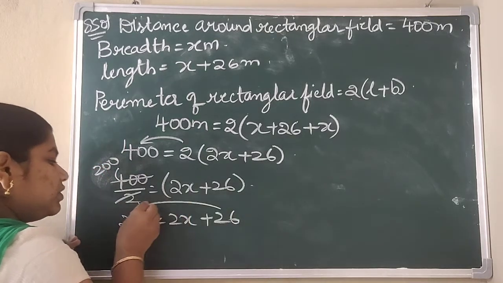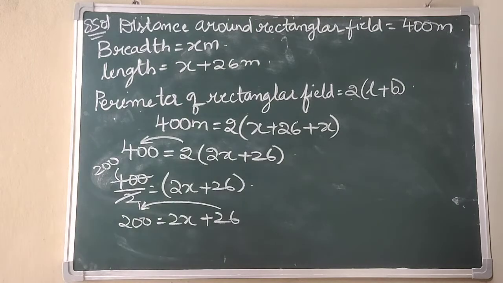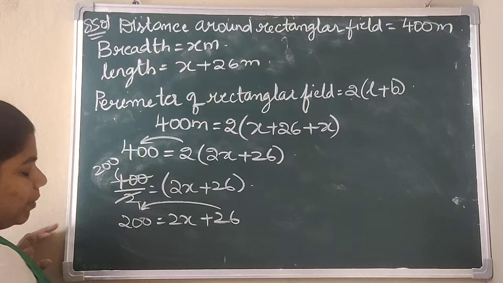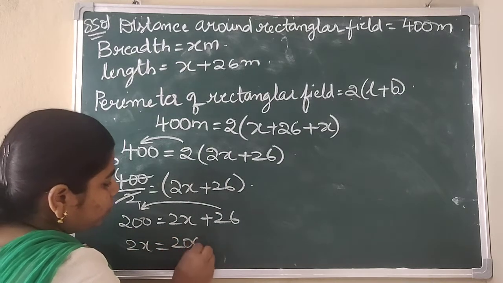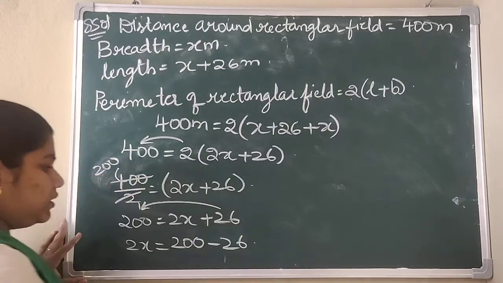So I am transposing this plus 26 to other side. So that will be converted to minus because it is in the form of addition. So we can write 2x is equals to 200 minus 26.